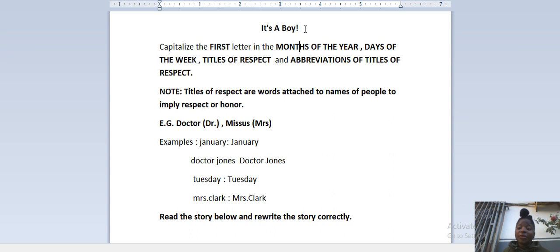In January, capitalize the first letter. February, capitalize F. March, capitalize M. April, capitalize A. May, and it goes on and on. If you're writing any month of the year, in any sentence, any essay, paragraph, whatever it is.